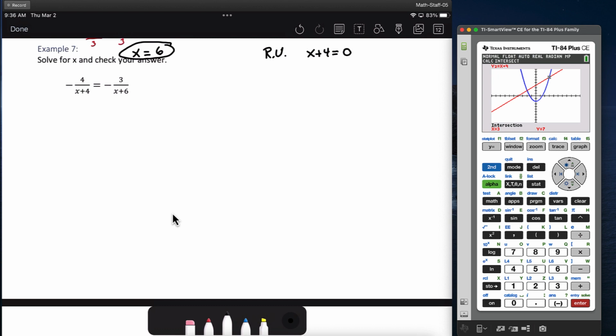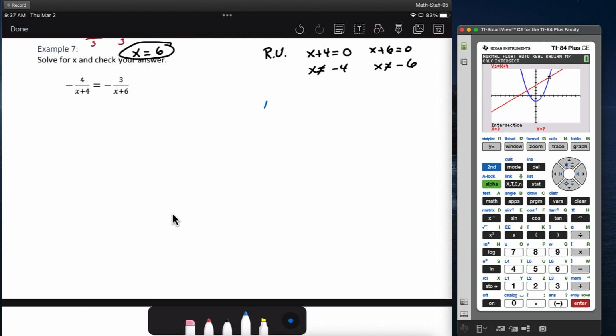So x plus 4, set it equal to 0, and we see that x cannot be negative 4. That's one restricted value. Our other denominator, x plus 6, set it equal to 0. Subtract 6 on both sides, and we see that x cannot be negative 6. So those are restrictions. Those cause 0 to occur in the denominator. And remember, division by 0 is undefined. So we don't want x to be those two values.